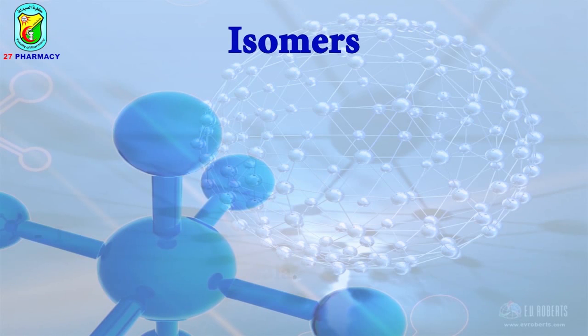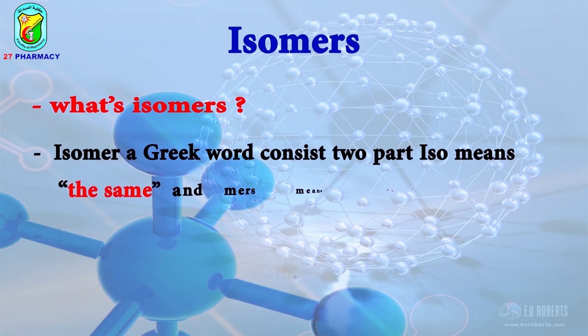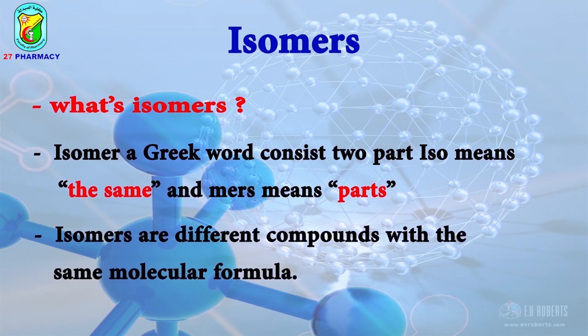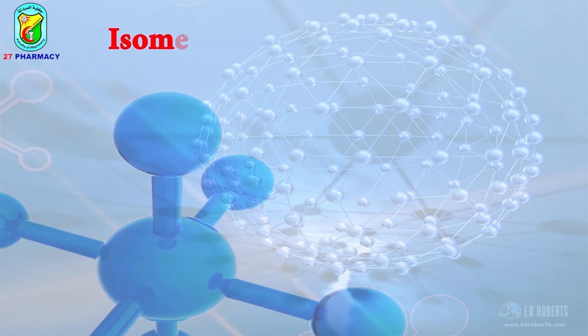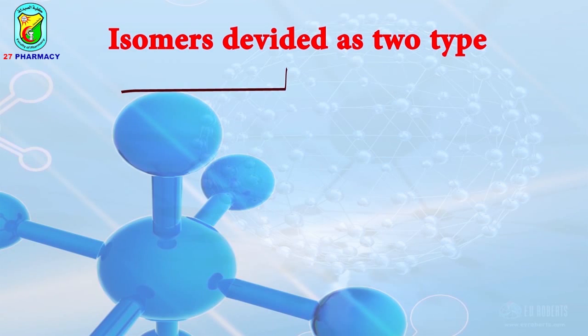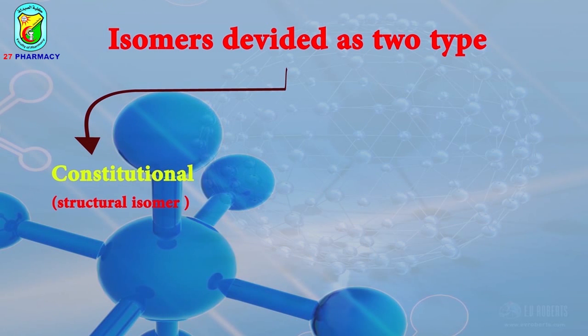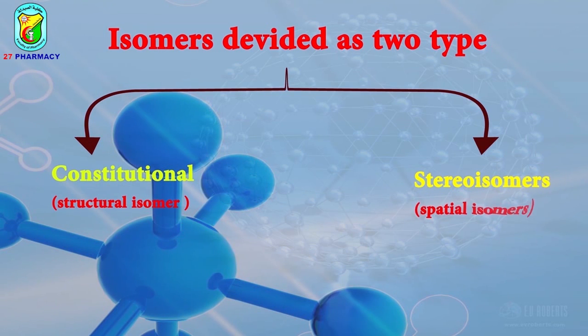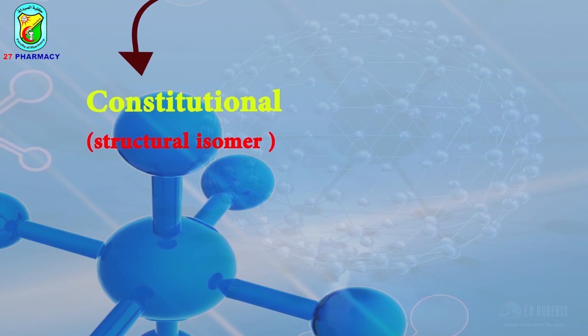It's isomers. What's an isomer? Isomer, a Greek word, consists of two parts. Iso means the same and mers means parts. Isomers are different compounds with the same molecular formula. Isomers are divided into two types: constitutional isomers and the second one, stereoisomers.